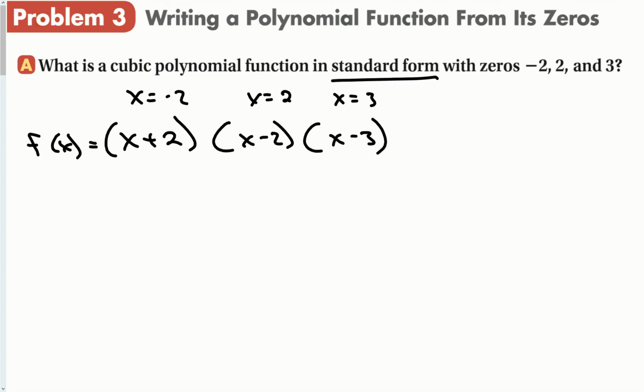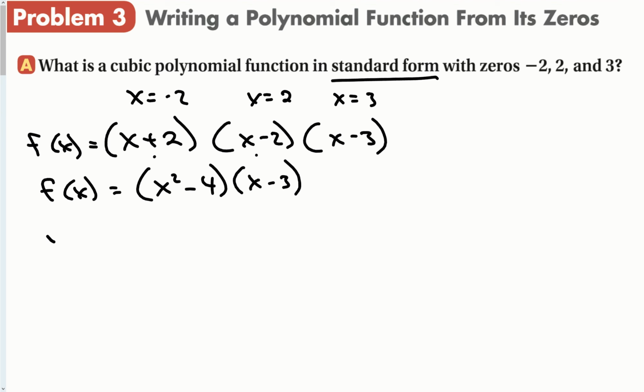However, it's not in standard form. So what we have to do to make it standard form is multiply everything together. Now, I would suggest multiplying these two together because we have two conjugates. And when we multiply two conjugates together, the middle terms cancel out, and that just turns into x squared minus 4.